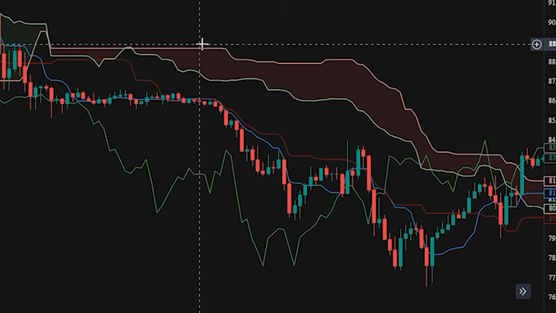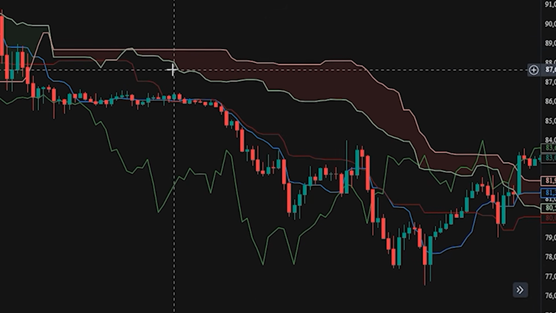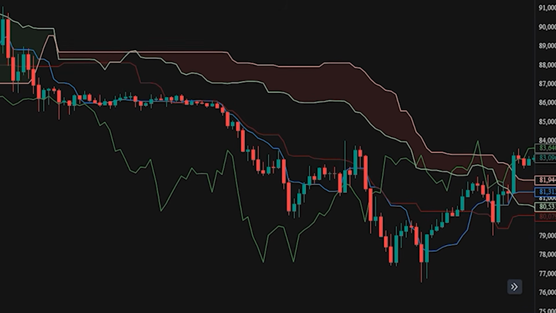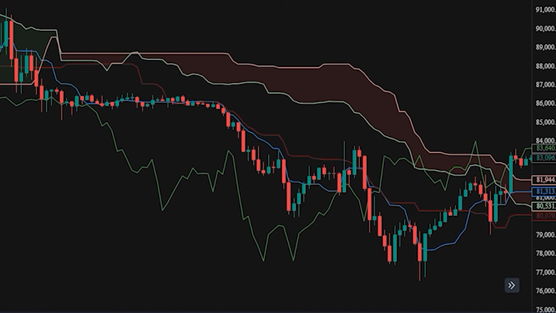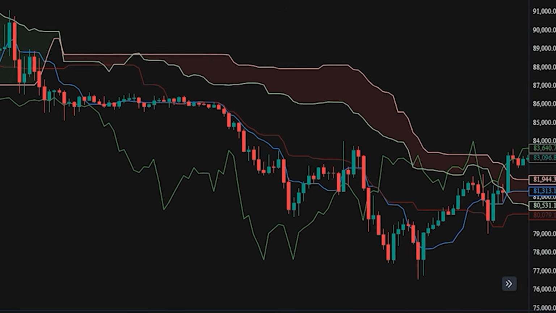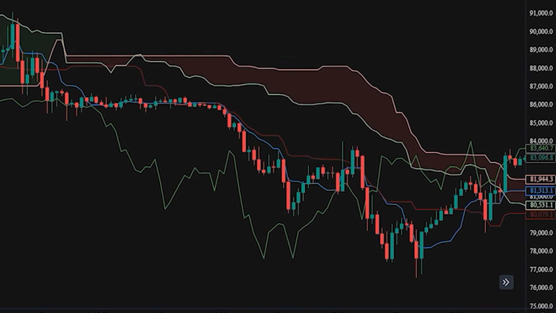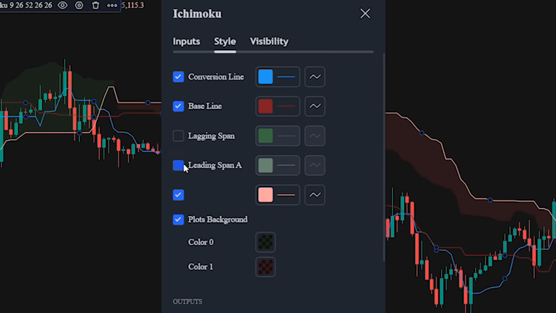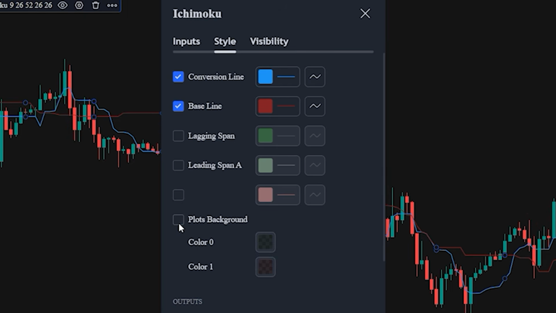The indicator consists of 5 moving lines, each of which is responsible for its own separate area. Let's take a closer look at each of them. For this purpose, we will remove unnecessary lines from the chart, for example, these 3 lines here, and leave only 2. The conversion line and the base line. And from how they look on the graph, the system has become much simpler.